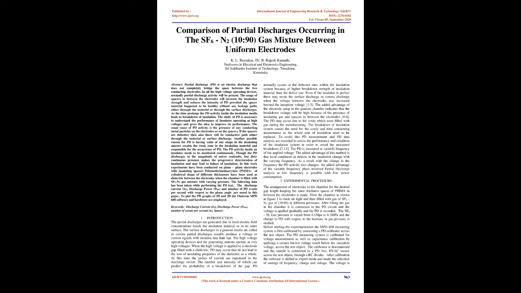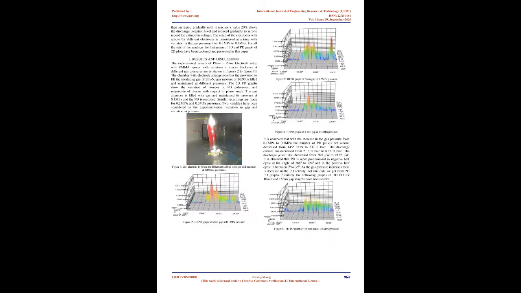To plot the PD graphs of 2D and 3D, the Omicron MPD600 software and hardware are employed. Keywords: discharge current, ID, discharge power, Ds, number of events per second, N, spacer. 1. Introduction. Partial discharges are generated due to local electric field concentrations inside the insulation material or on its outer surface. The surface discharges in a gaseous media are called corona.